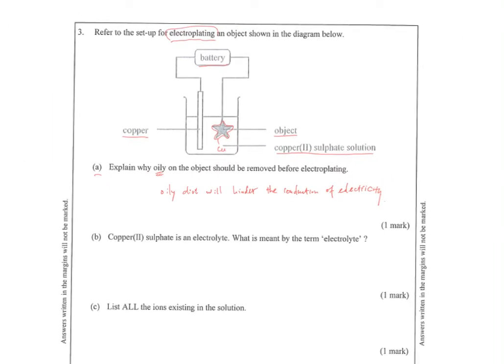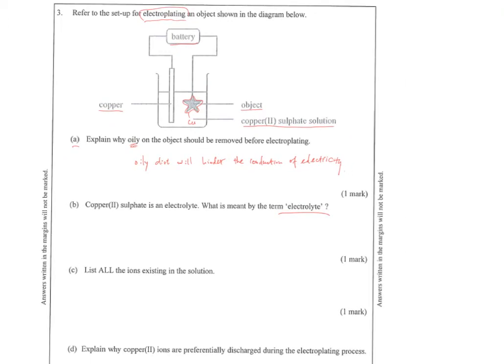Some of you write it will block the plating of copper on the object, which is also acceptable. So copper(II) sulfate is an electrolyte. What does electrolyte mean? I have told you many times. Actually it's a substance, but this substance has something special, right? A substance that can conduct electricity.